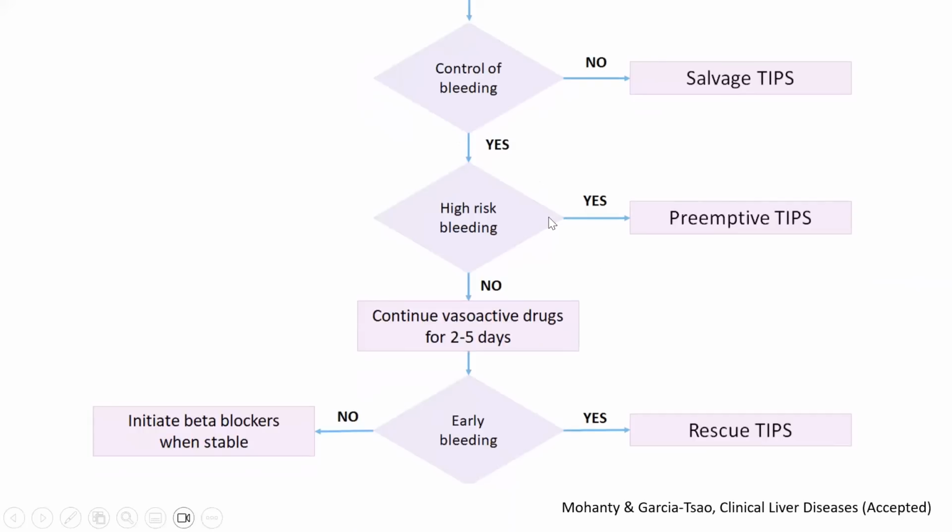If you control the bleeding and there's high risk of bleeding, you'll go for that preemptive TIPS. And if the patient is not at high risk for bleeding, you will continue these vasoactive drugs for 2 to 5 days. If there's early bleeding, we'll go for the rescue TIPS. And if there's no early bleeding, thankfully, we'll initiate beta blockers when stable and discharge the patient, hopefully.